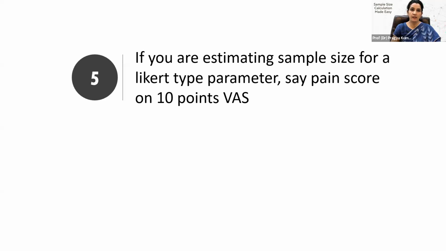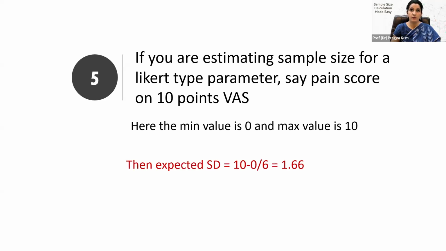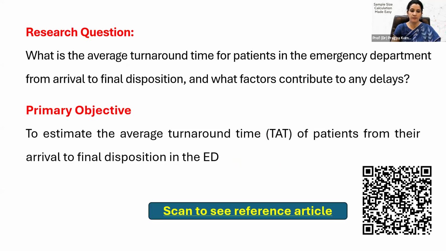And if you are estimating a sample size for a Likert type of parameter, let's say pain score on a 10-point VAS scale, then again the minimum value is 0 and the maximum value is 10. So your expected standard deviation will be 1.66. So for a measurement scale, if you know the minimum and maximum value, you can have an expected standard deviation. So let's do some calculation.